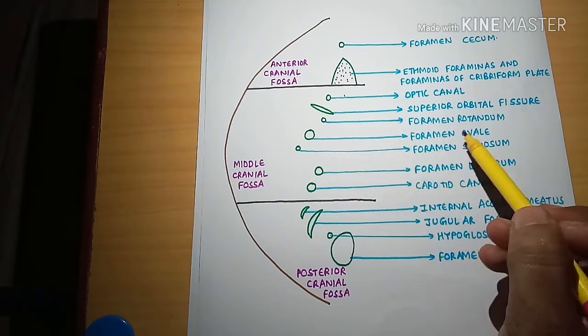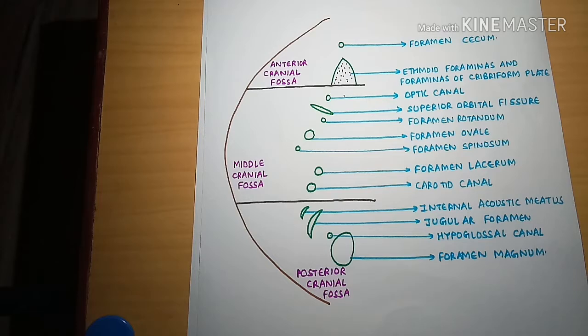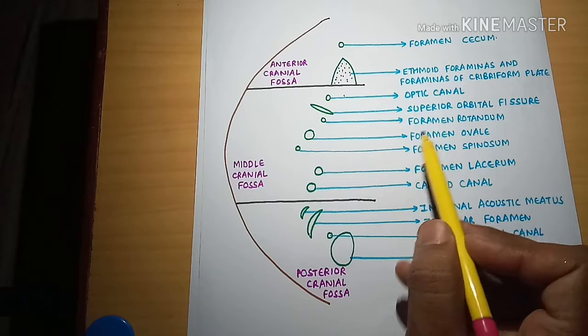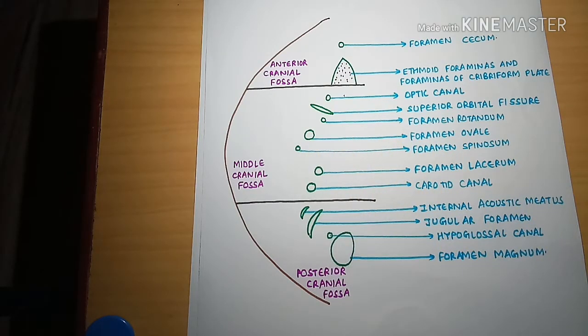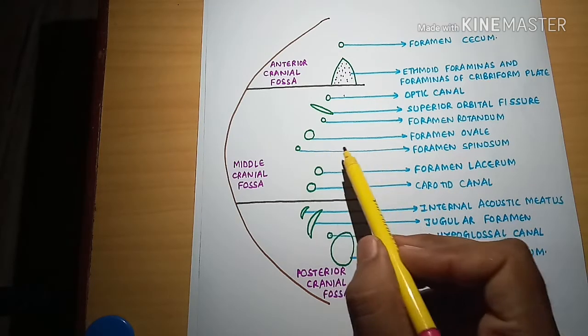This is the foramen ovale. From the foramen ovale, the otic ganglion, accessory meningeal artery, emissary vein, and lesser petrosal nerve are passing. This is the foramen spinosum. From the foramen spinosum, the middle meningeal artery and veins are passing.